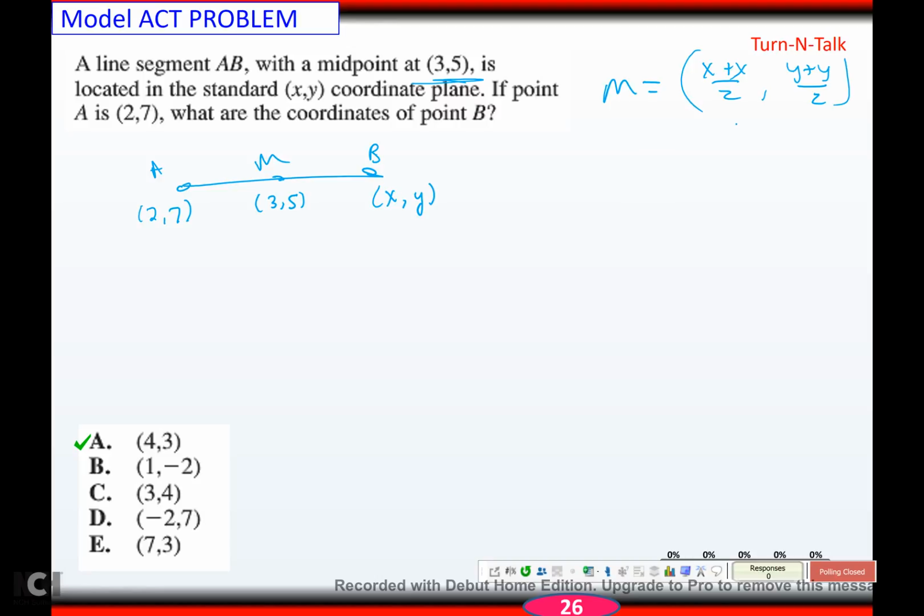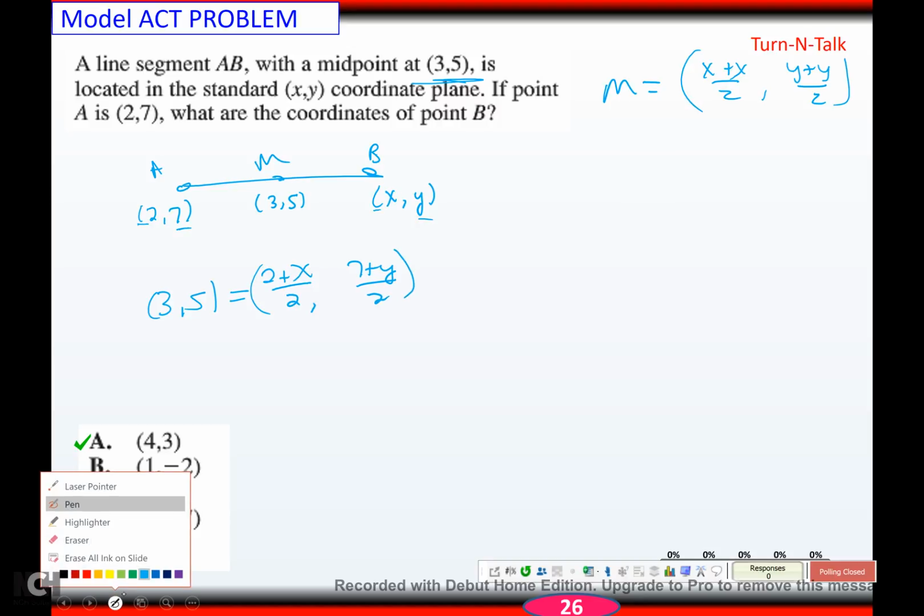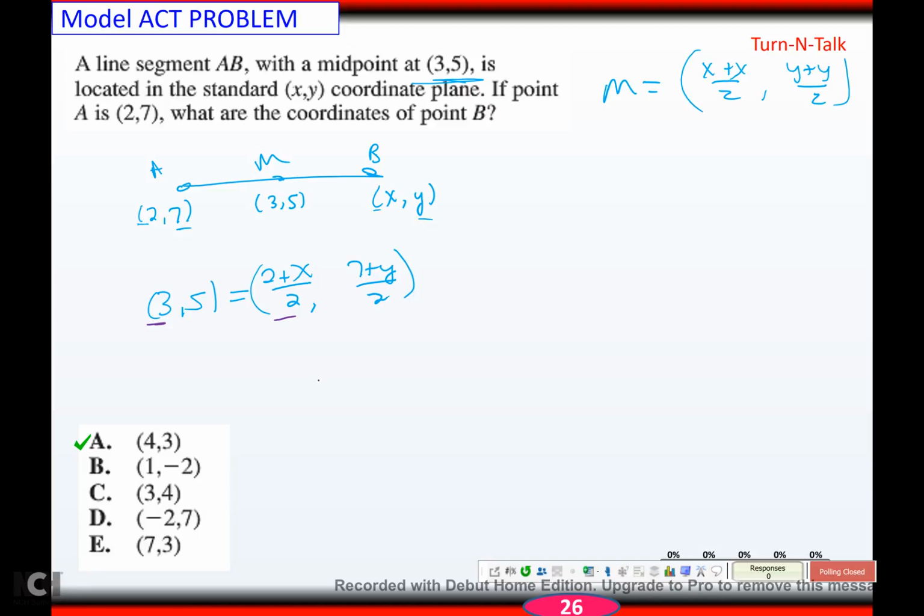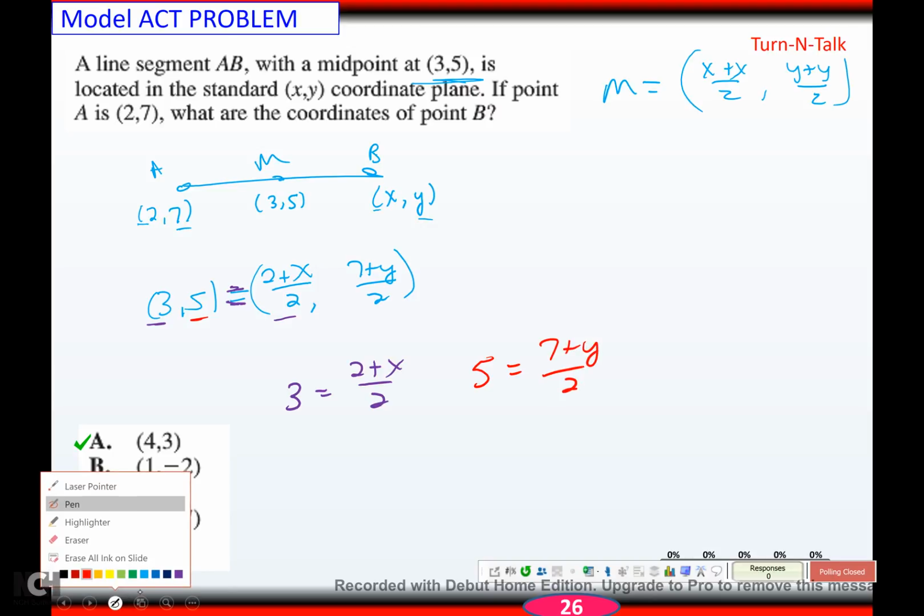Okay? So it's telling me I know my midpoint. My midpoint is 3, 5. And that has to equal the average of my x's, which would be 2 plus x over 2, and the average of my y endpoints, which would be 7 plus y over 2. Well, the only way this is true, guys, is if 3 is equal to this. I'm saying they're equivalent. Well, the only way that's true is if whatever's in the x positions are equal and whatever's in the y positions are equal. So you set up those two equations and then we solve them.